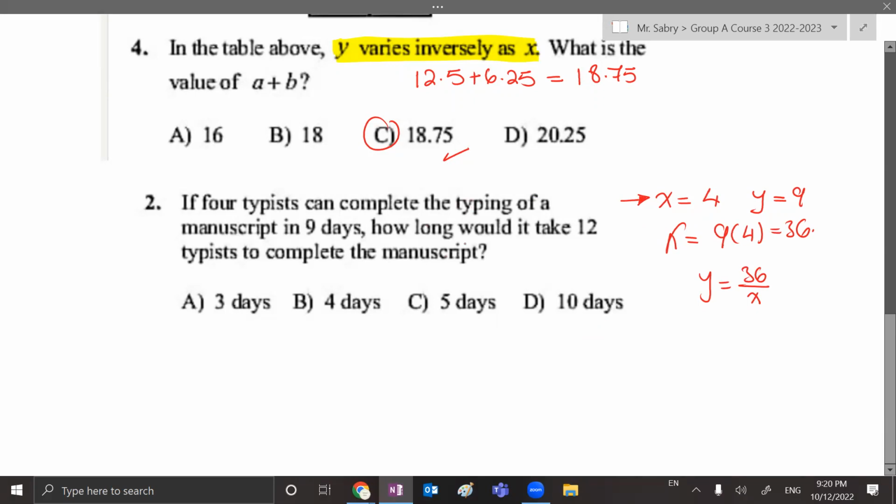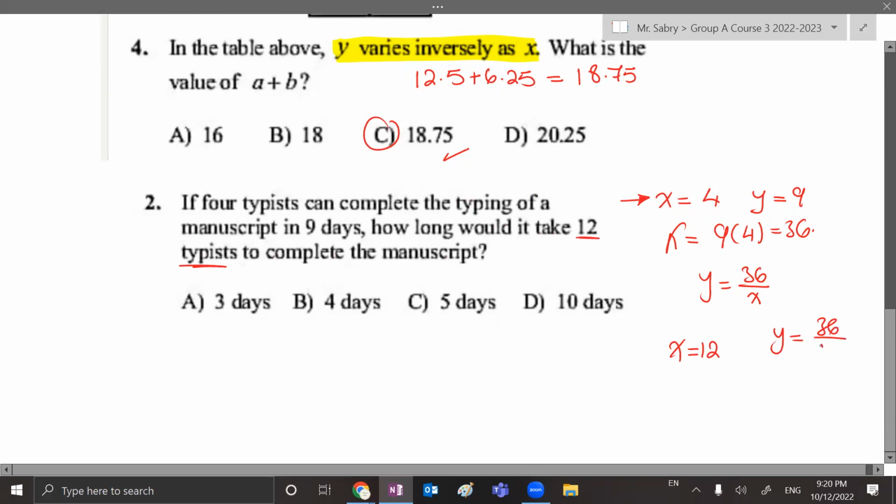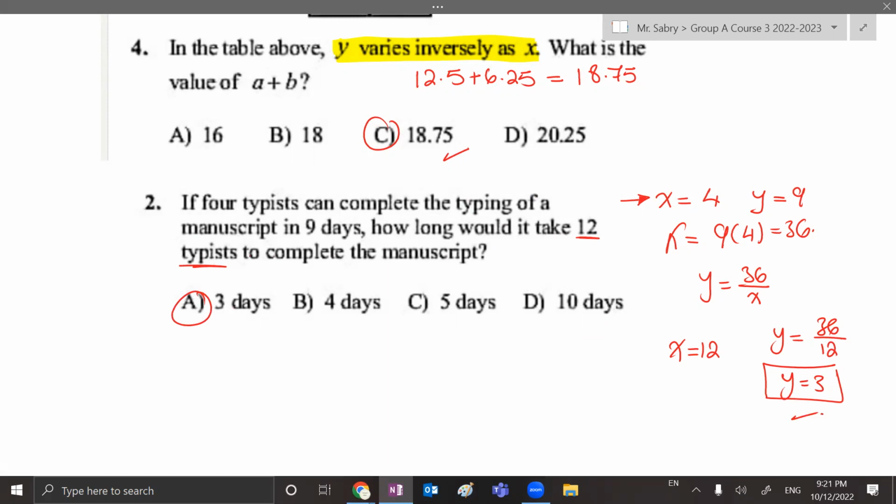And then they asked how long it would take for 12 typists, which means X is now equal to what? 12. So Y is equal to 3. It will take them only 3 days to finish this. Since 4 people would finish it in 9 days, 12 people would do it in no time. Does this make sense?